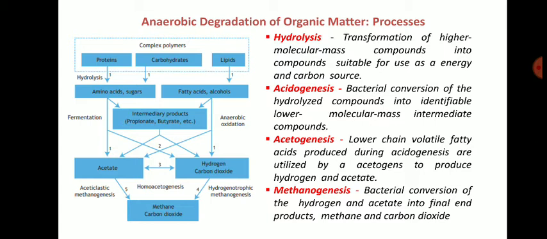In the acetogenesis process, lower chain volatile fatty acids are utilized by acetogens to produce hydrogen and acetate. Further, the acetate and hydrogen as well as carbon dioxide produced during acetogenesis are converted to methane and carbon dioxide in the methanogenesis process. So methanogenesis is the process wherein there is bacterial conversion of the hydrogen and acetate into final end products such as methane and carbon dioxide.